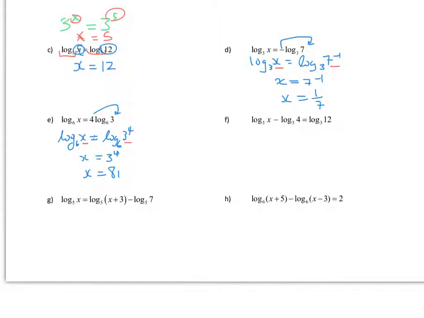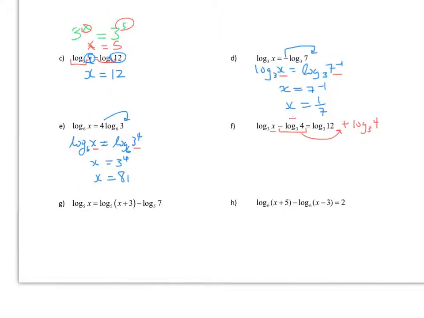Okay, so hopefully that makes sense so far. Now when I look at this next one, I have my log with an x here. I have this extra part here, which I'm going to move over here by adding the log base 3 of 4. So I'm actually adding log base 3 of 4 to undo it here. So that gives us log base 3 of x being equal to the log of 12 base 3 plus the log base 3 of 4.